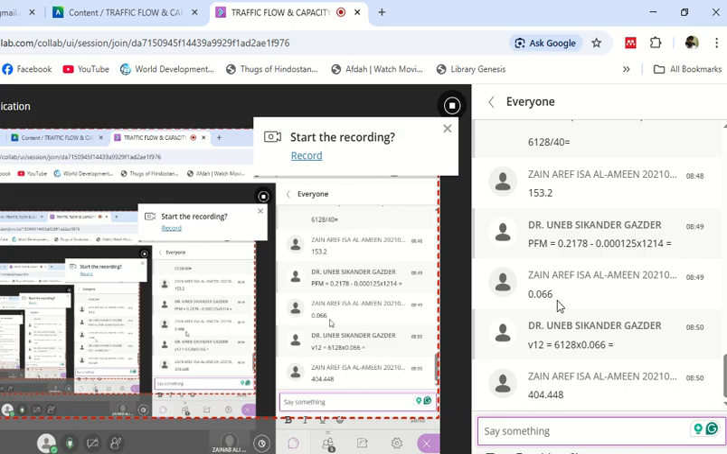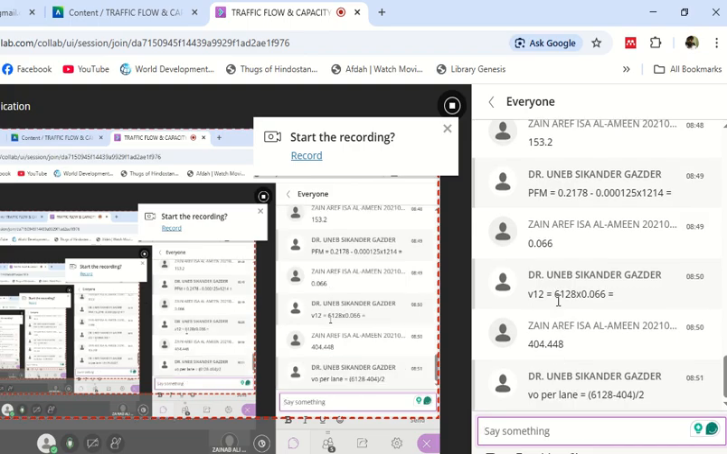Okay, so I will find out the V outer lane per lane. I have 8 lanes now. So this V12 is in the first 2 lanes. My total was 6128. Out of that, 404 is in the inner lanes. I divide by 2 to get the per lane, because the outer lanes are 2. Total are 4, so the outer lanes are also 2. So how much is this per lane?